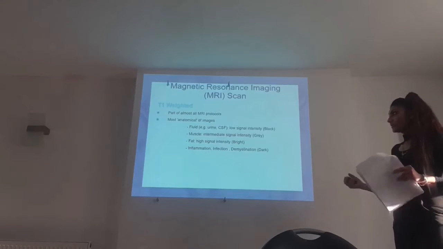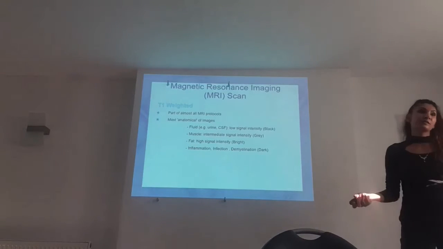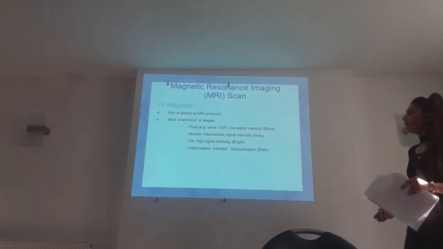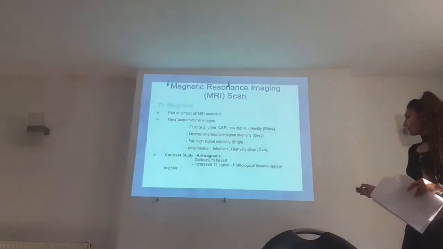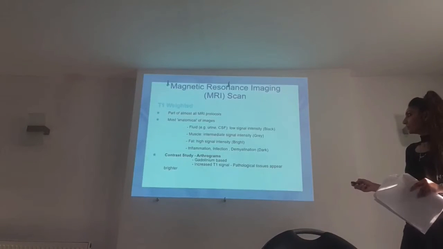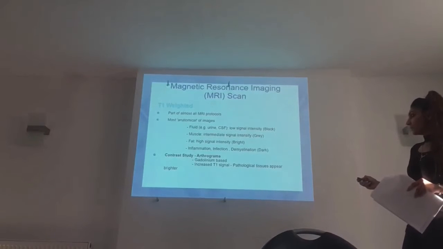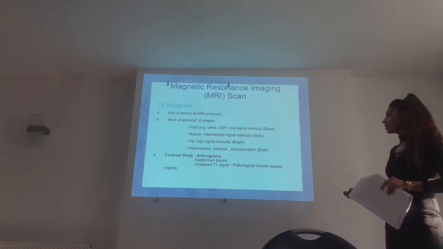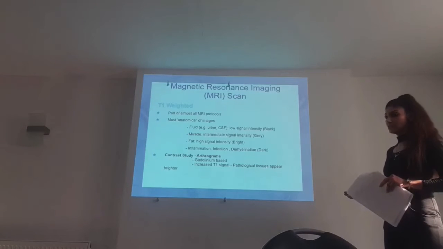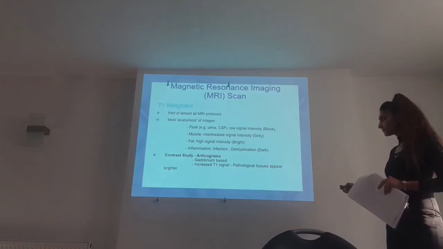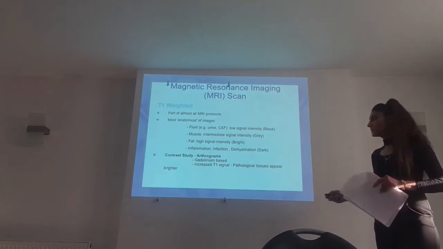So T1, like I said, is part of most of your protocols. This is the standard because it produces the most anatomical image. So here we go. For example, your fluid, which is low signal intensity, will be black. Your muscle, with an intermediate signal intensity, will be gray. And your fat, which is high signal intensity, will be bright. Inflammation, infection and demyelination will be dark. This will be the opposite on the T2 weighted images, apart from muscle. Muscle is just a dark shade but stays the same.